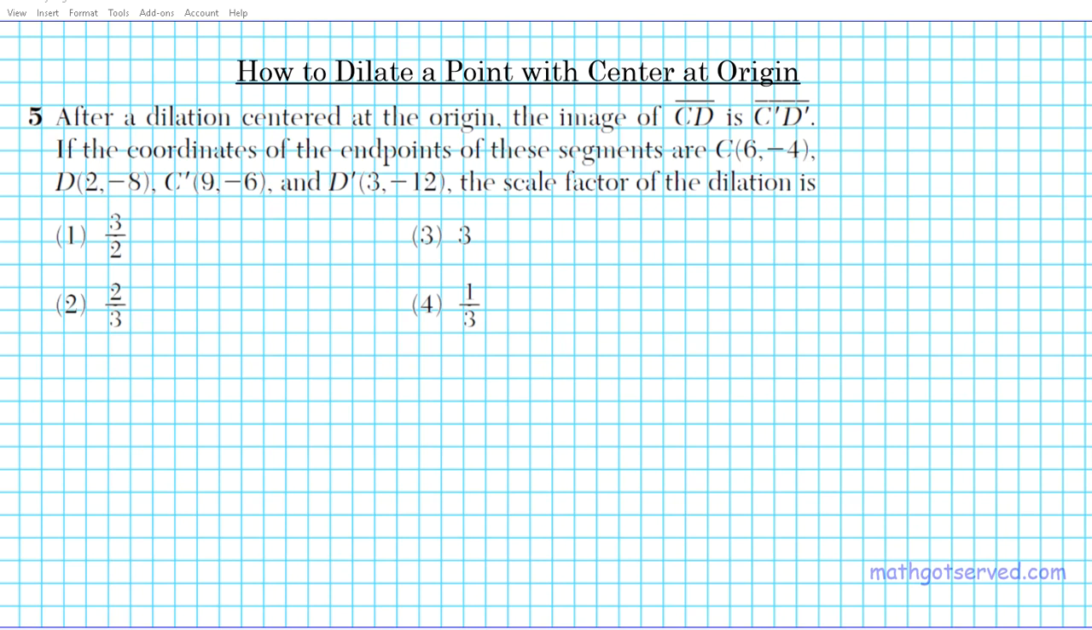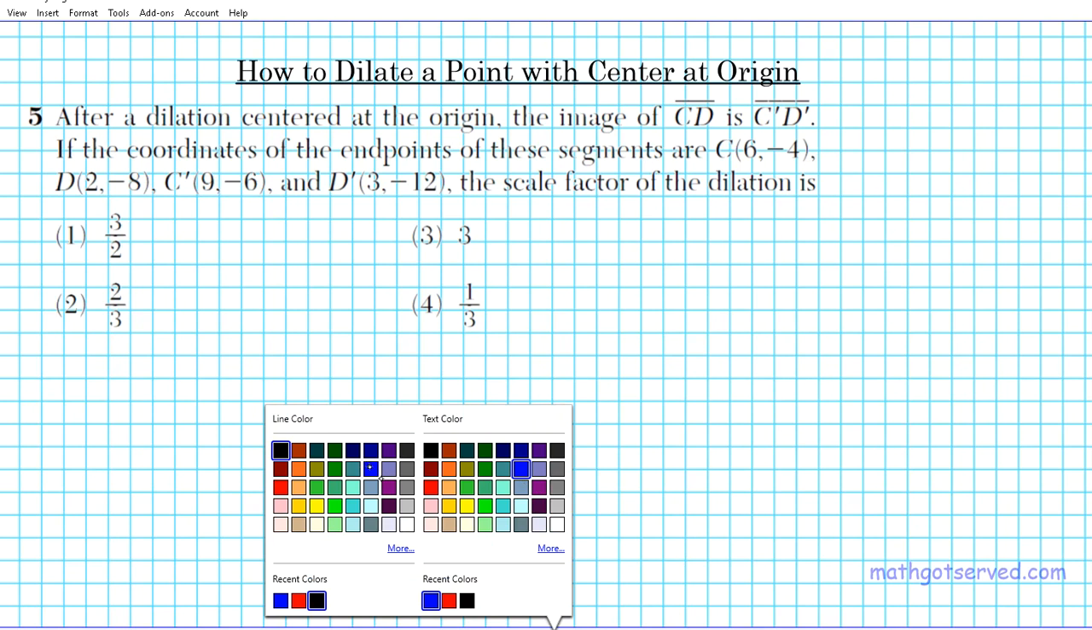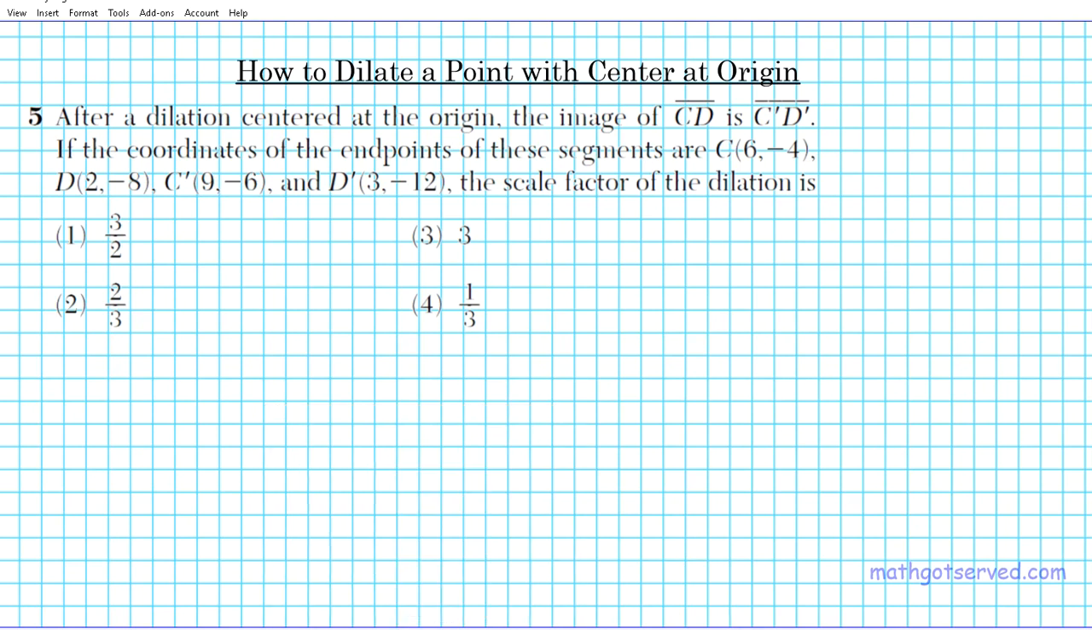If the coordinates of the endpoints of the segments are (6, -4) and (2, -8) for CD, and (9, -6) and (3, -12) for C prime D prime, the scale factor of the dilation is. Alright, so to do this, all we need to know is the formula for dilation of a point about the origin.